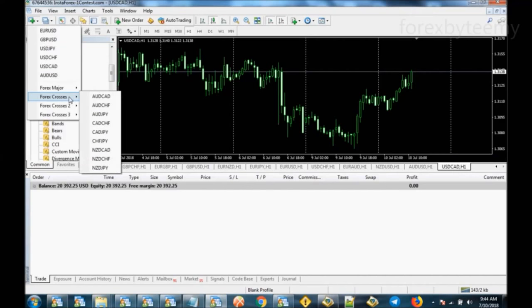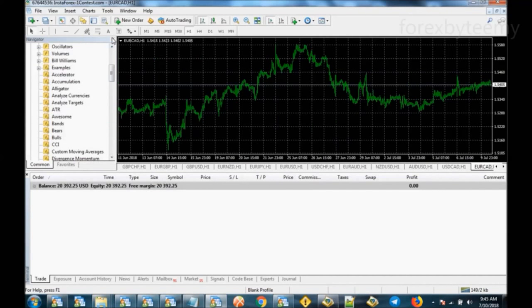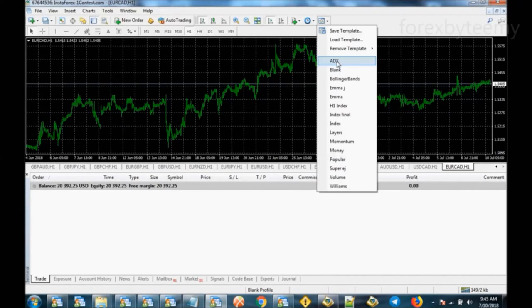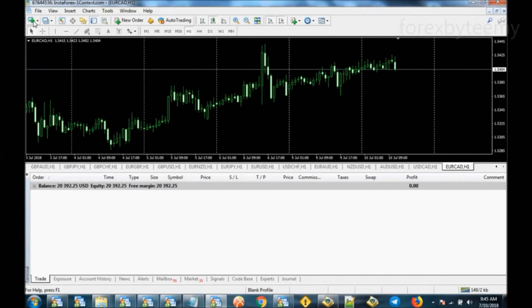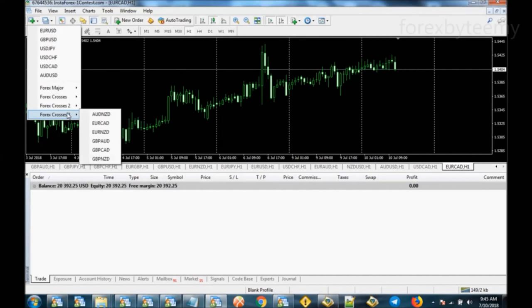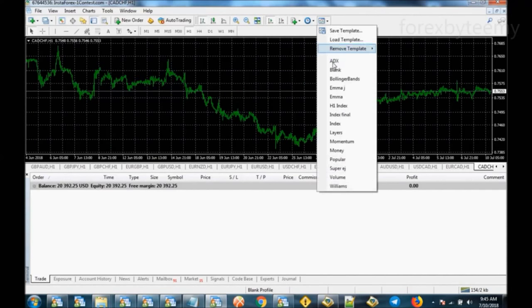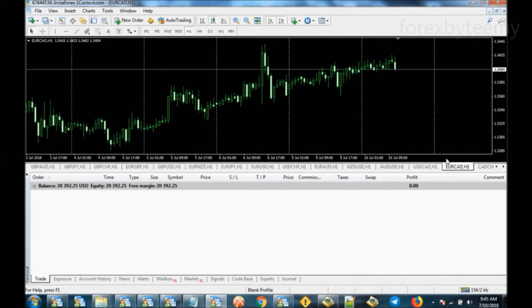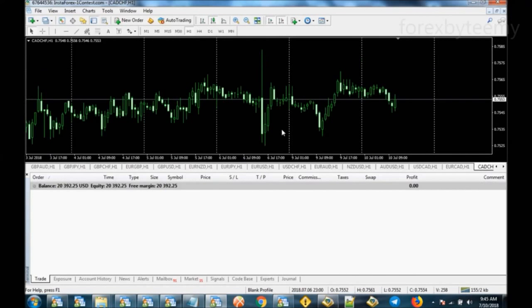Let me bring up another example. EUR CAD, and I'm looking for CAD CHF. Yeah, good. So EUR CAD is coming down this way, then going up, and then going up this way, coming down.